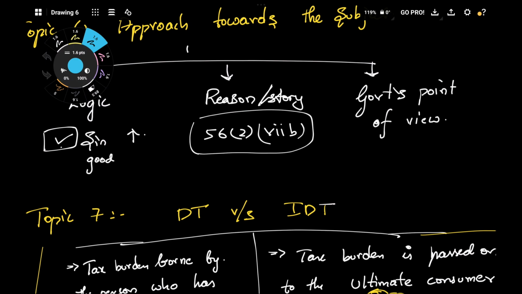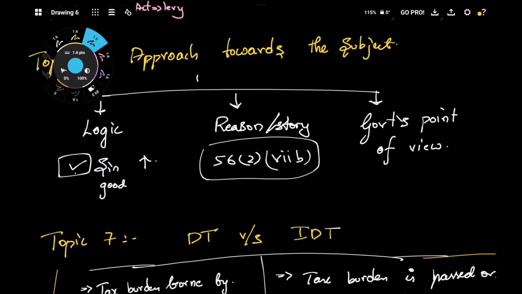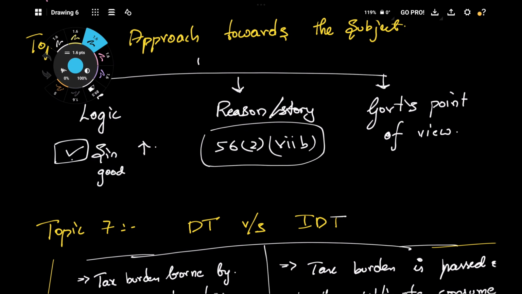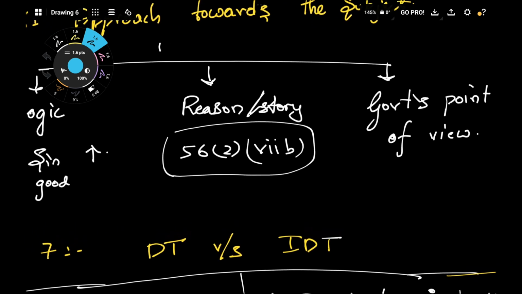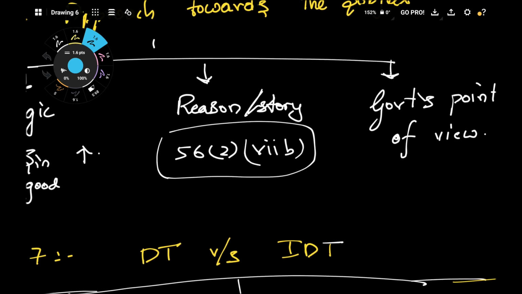If there is a provision, we have to try to see the story behind it, the reason behind it. In case of section 56(2)(7)(b), what happened is there was some cement company in Andhra Pradesh doing some money laundering, and in order to curb that money laundering crime, they introduced this section.